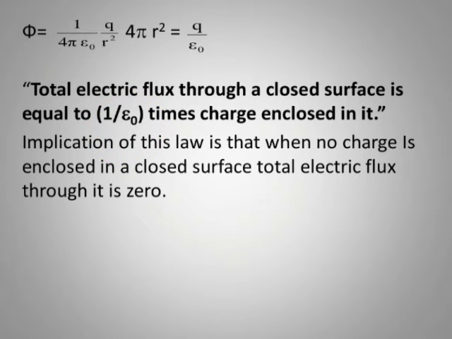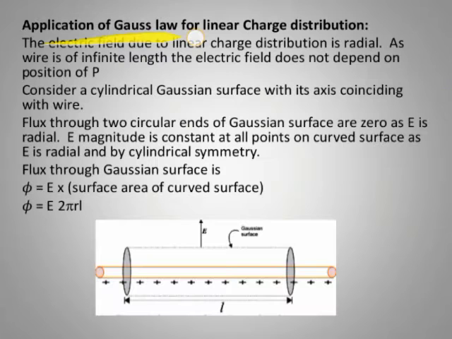Continuing with the statement, the total electric flux through a closed surface is equal to 1 divided by epsilon naught times the charge enclosed in it. So the charges inside that, this is what is called Gauss law. And not only that, we also studied the application of Gauss law. But as I told you, according to your continuous charge distribution, you have several formulas, like three formulas you have.